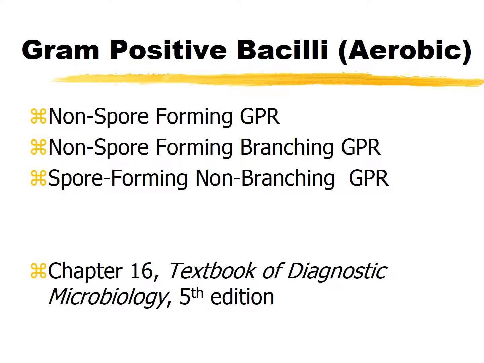This lecture is on gram-positive bacilli, or rods. We'll be discussing the aerobic gram-positive bacilli. The best way to learn this information is to group it into three categories. You want to look at the non-spore forming gram-positive rods, the non-spore forming branching gram-positive rods, and the spore forming non-branching gram-positive rods. This material is found in Chapter 16 of your textbook of Diagnostic Microbiology, 5th edition.